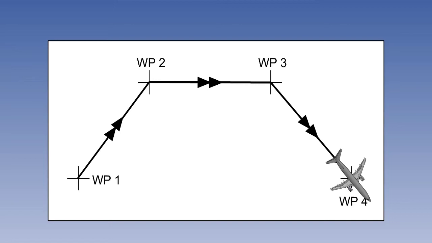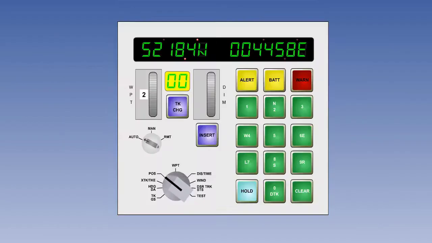The INS is not always connected to the autopilot, and therefore it is possible for the aircraft to be positioned off its desired INS track. To enter a waypoint steer, press the Track Change button. The blue lights in the Track Change button and also the Insert button light up.